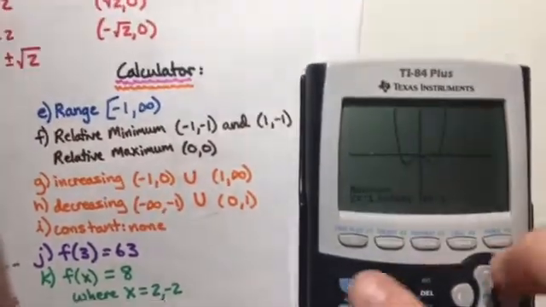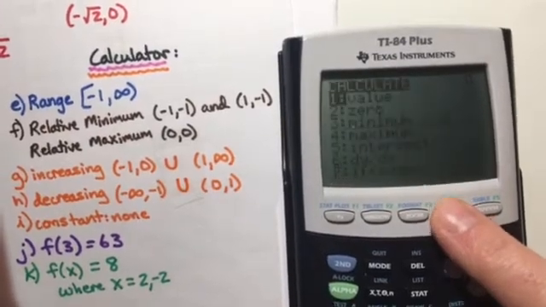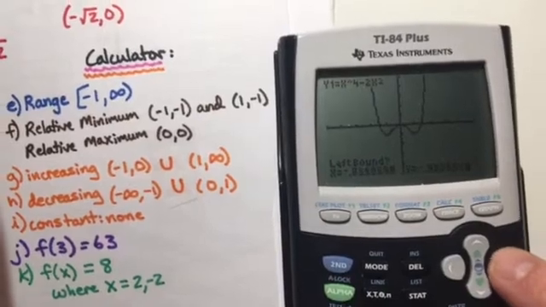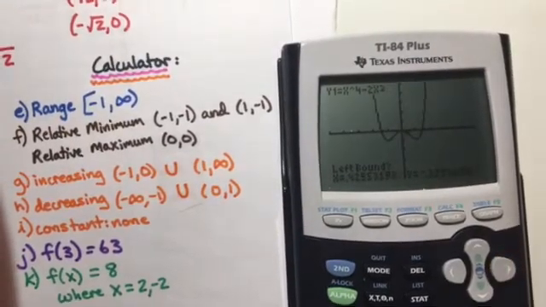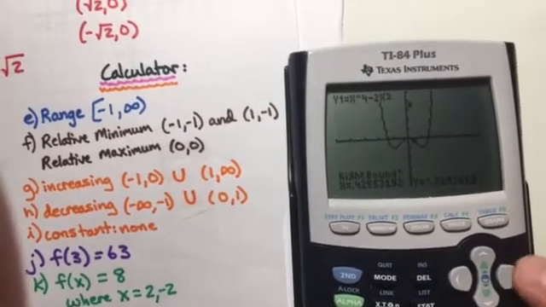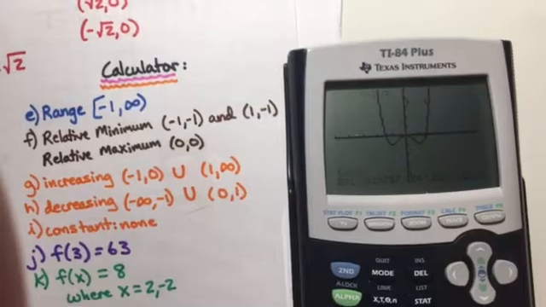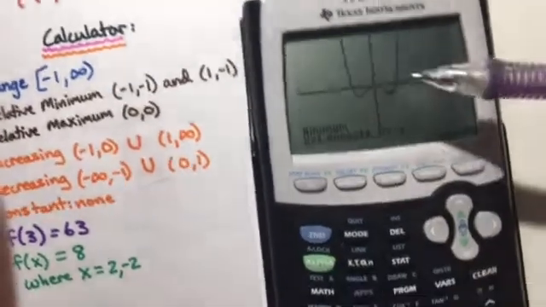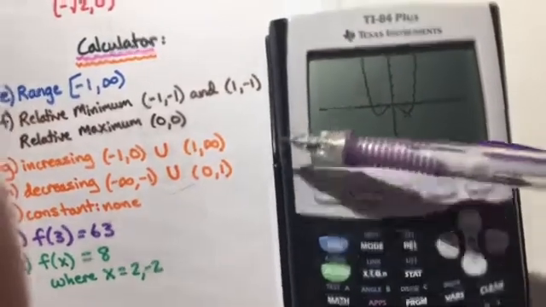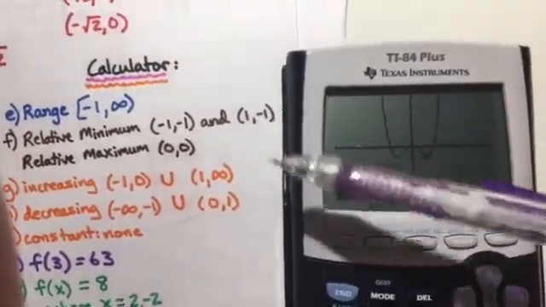Then I can find the other one, and they definitely look like they are symmetrical. If I just want to find it, I do second trace 3 again. I need to move to the left of this other relative minimum point and hit enter. Then I need to move to the right of it and hit enter twice, and it will find it for me. So that equals 1, -1 again. So I have -1, -1, and 1, -1. So they definitely were symmetrical.